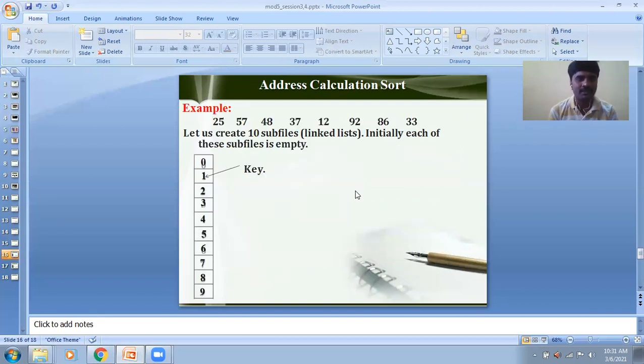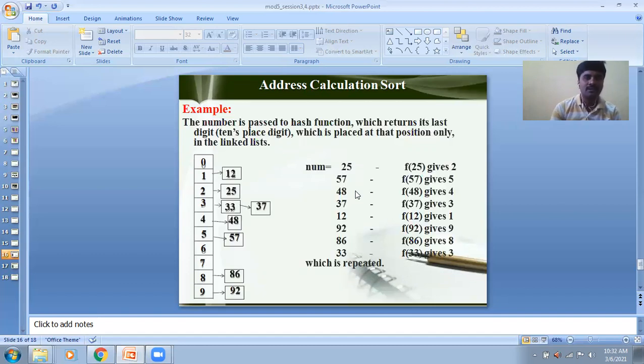Coming to the example of address calculation sort, we have the list 25, 57, 48, 37, 12, 92, 86, 33 with 10 subfiles. So we have to address each key. We have keys 0 to 9. Here is the representation of the keys' addresses. The hash function used returns the last digit, which is placed at that position in the linked list. So here is how many linked lists we have.